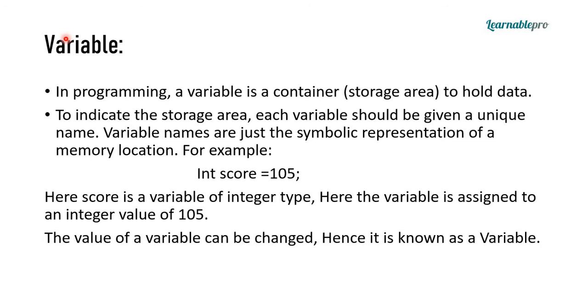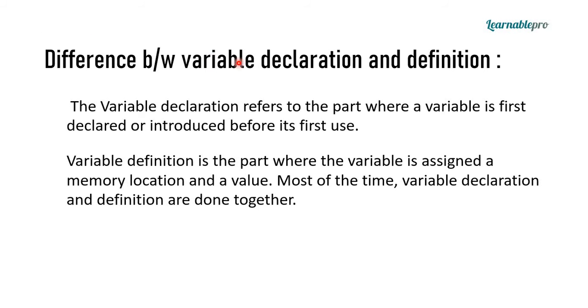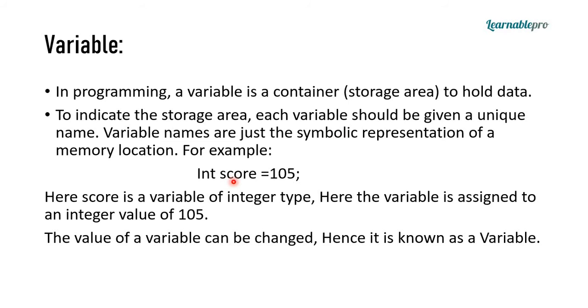Now let's see what is the difference between variable declaration and variable definition. The variable declaration refers to the part where a variable is first declared or introduced before its first use. So as you can see in our previous slide, int score = 105. This is the first declaration of a variable before its use. So int score, which means score is a variable and it is assigned to an integer type. So this is called variable declaration.